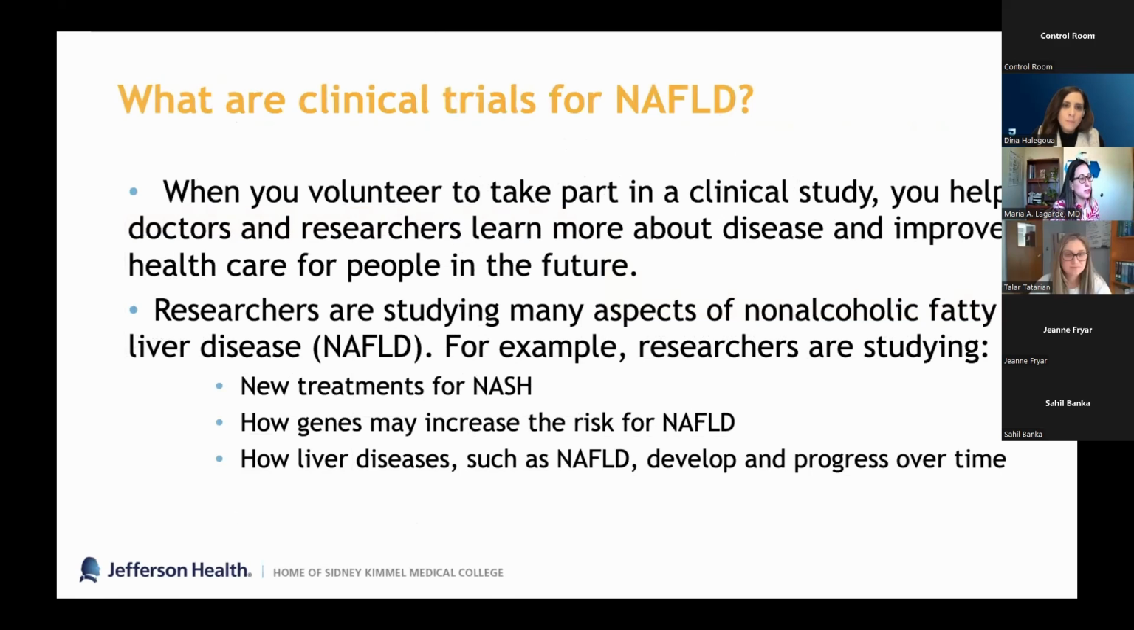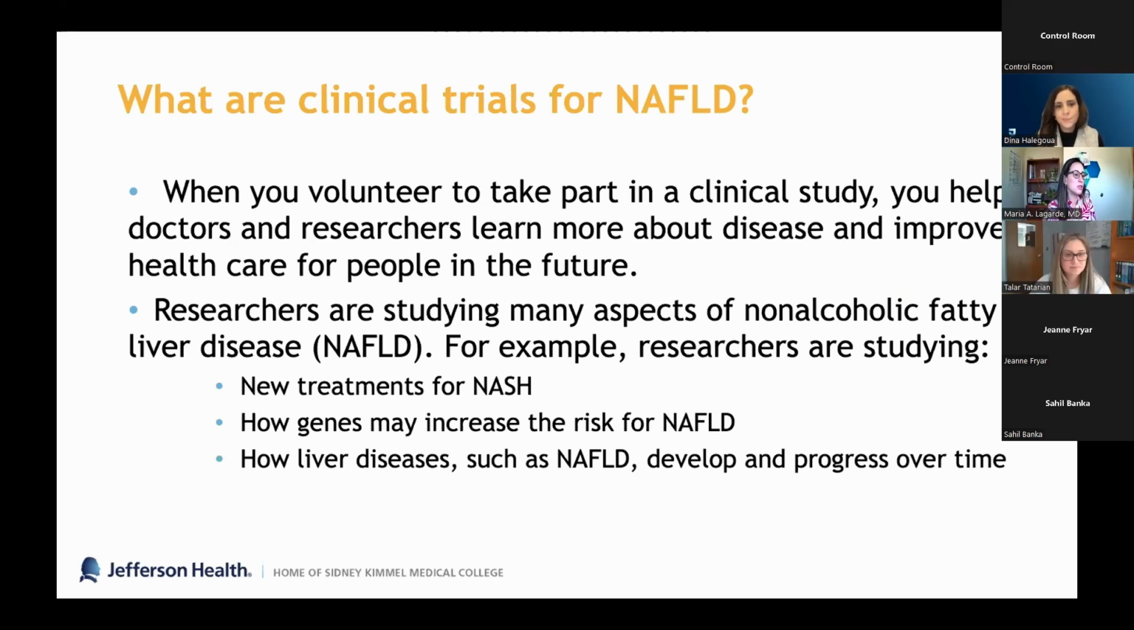So we want to talk a little bit about clinical trials because it really involves participation with your doctor, and it really is involved from the patient. When you volunteer to take part in a clinical study, you really help us doctors, researchers, and the general population learn more about your specific disease, and in this case, fatty liver. And hopefully it can get us to a point where treatment strategies are available and safe.